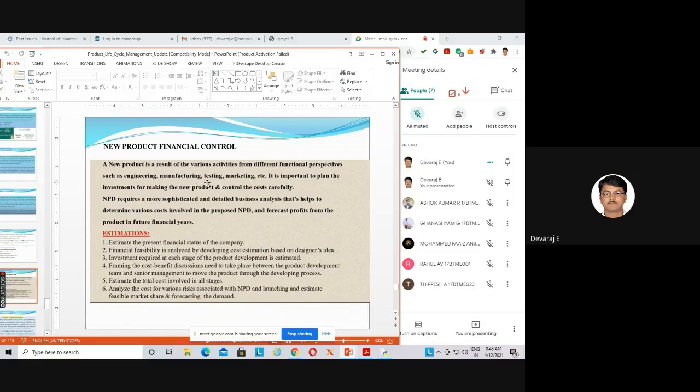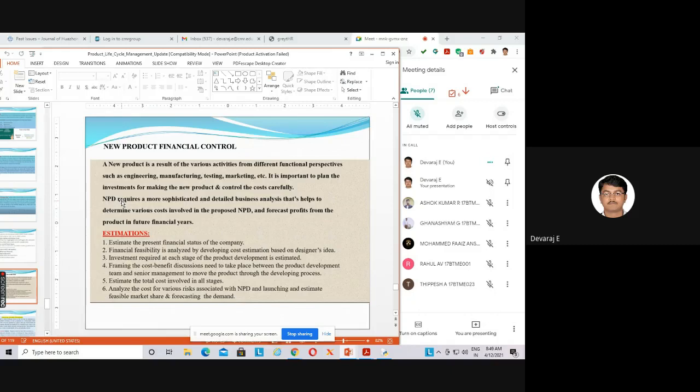Whatever I told you is here. It is very important for the development of a new product. The company will be investing much more money for new product development. So how can we control the cost while developing a new product? For that sake you are studying this topic, new product financial control. Next, NPD, new product design and development, requires a more sophisticated and detailed business analysis that helps to determine the various costs involved in the proposed NPD.